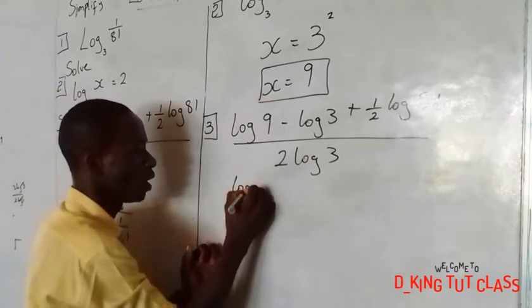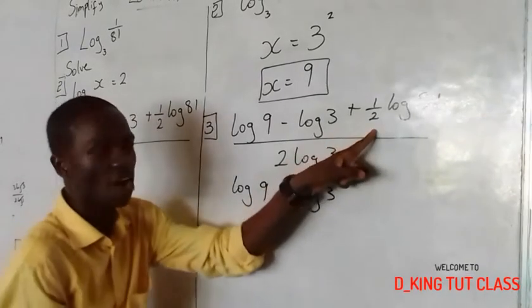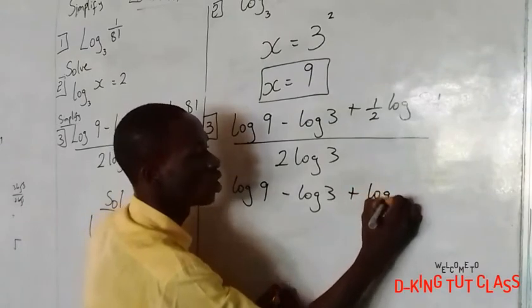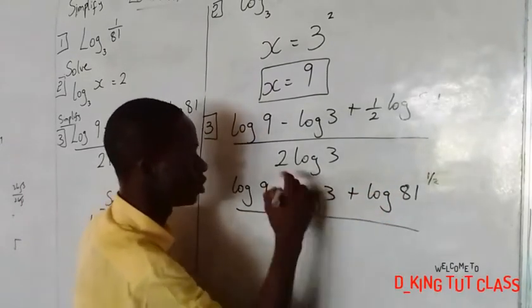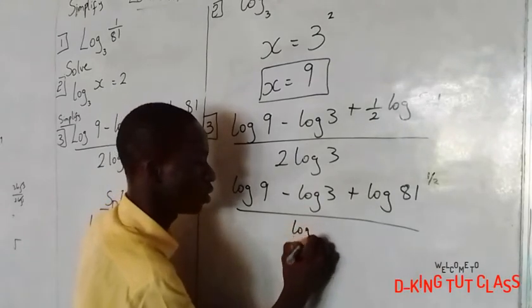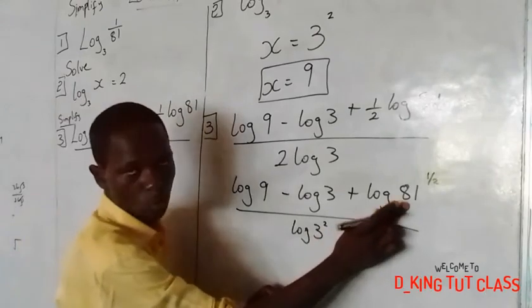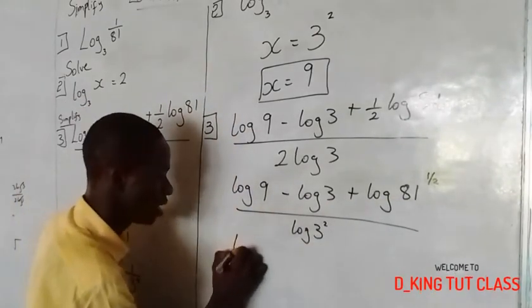So we're having log 9 minus log 3. Now I'm having a half behind here, so you can take it to the back, so it becomes plus log 81 raised to power 1 over 2, all over log 3 raised to power 2. Now the essence of doing it this way is just for me to get my square root of 81. That's the essence of me doing it this way. So basically from here I can still have my log.